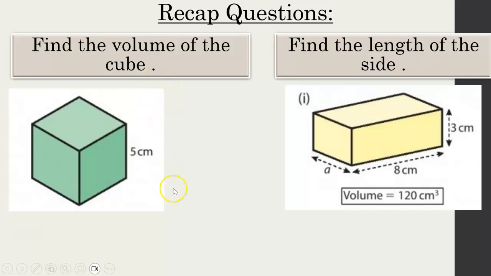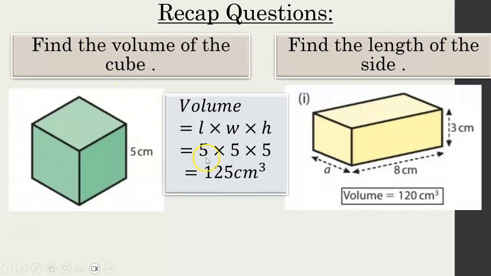Okay, here are some recap questions for you, so you can have a go at them. Find the volume of the cube. This is a cube, and it tells me one side is length 5 centimeters. I'm only given one side, so how am I going to find the length by the width by the height? Well, it's a cube, so I know the length of all the sides if I know one of them, because remember, in a cube all the sides are the same. So all the lines on this are 5 centimeters. So what's the length by the width by the height? It's just 5 by 5 by 5, which is 125 centimeters cubed.